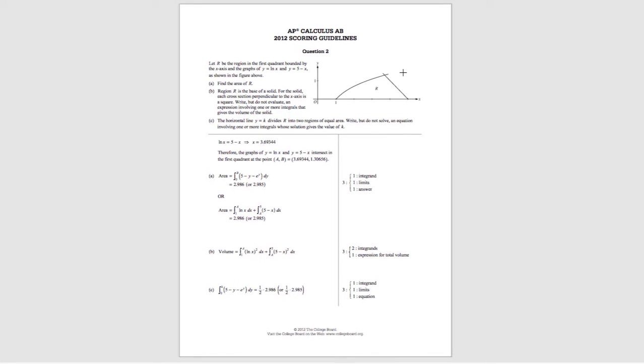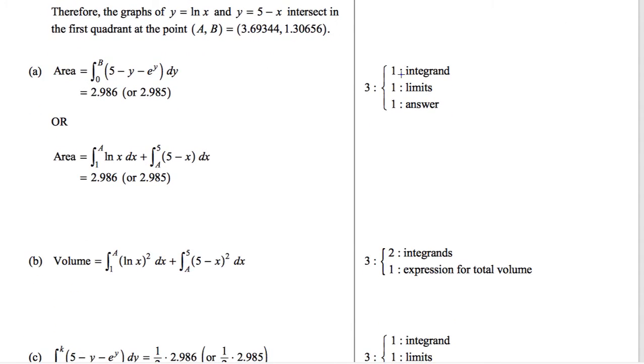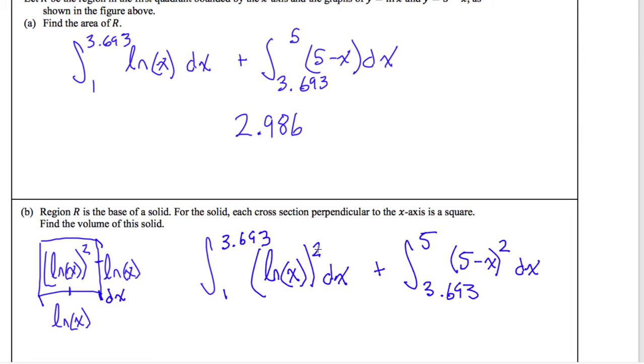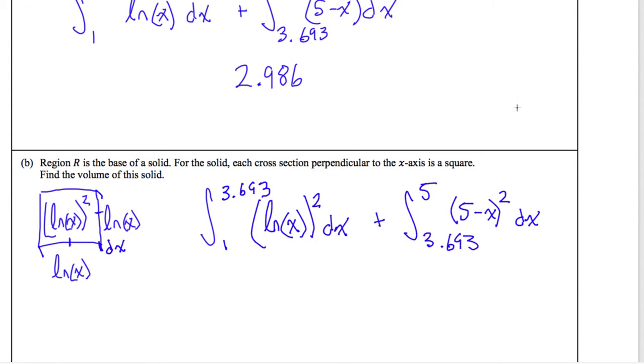If I come back here to the solution guide, zoom in a little bit here. Part B, you get 1 point for the integrand. So if you got the natural log squared, got a point. 5 minus x squared, got a point, and 1 point if you actually got the area of that.